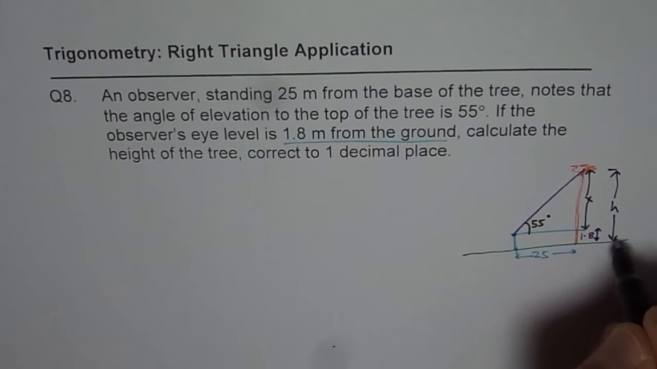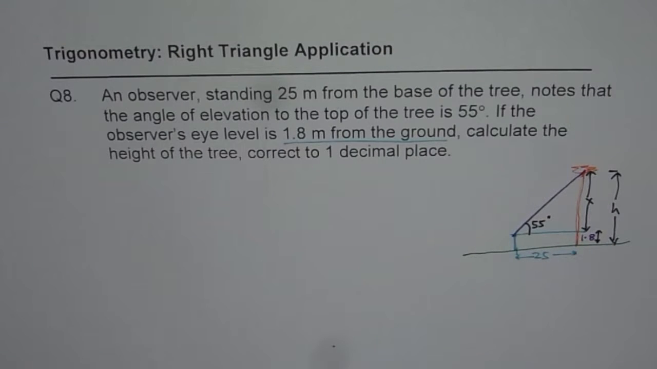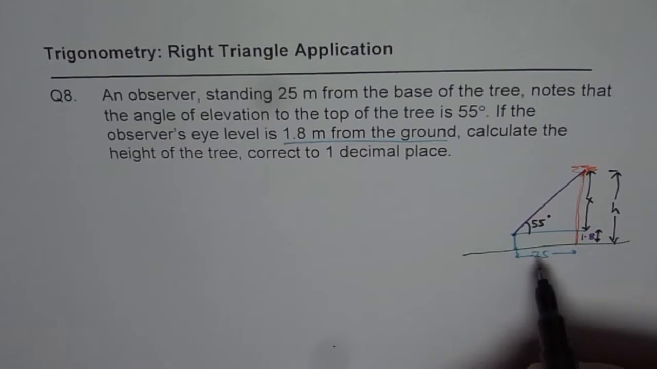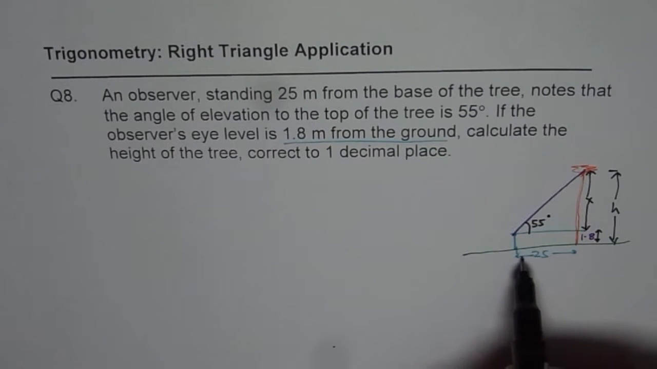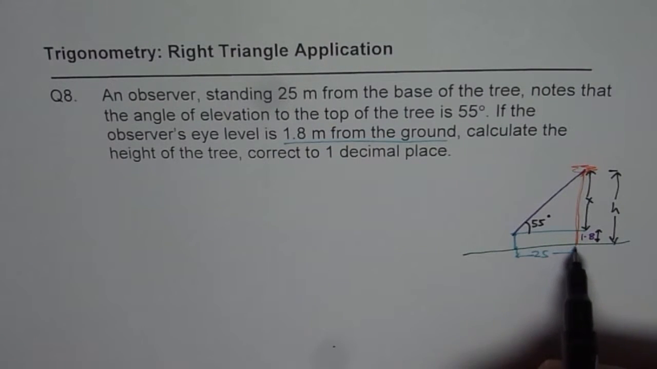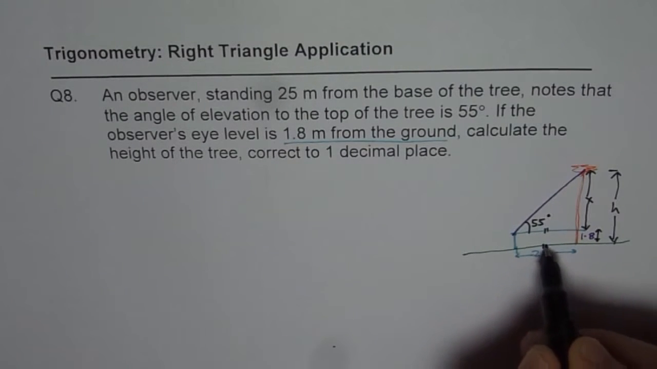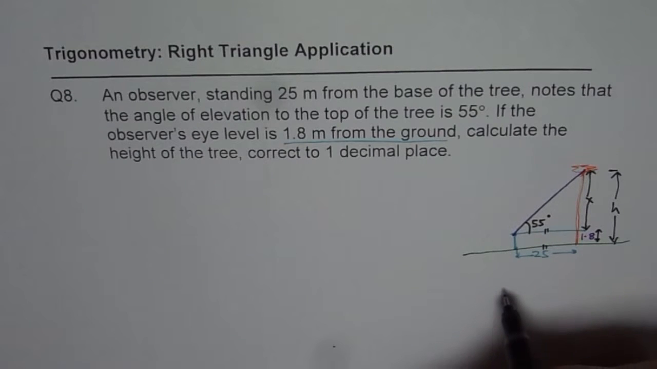Now this is a key to understand in this question, okay? So now we are moving into slightly more difficult questions. I hope you understand and appreciate it. Now let's go back to this. Since the observer is 25 meters from the tree, so the base is 25. So this side is also equal to that side. So this is also 25.